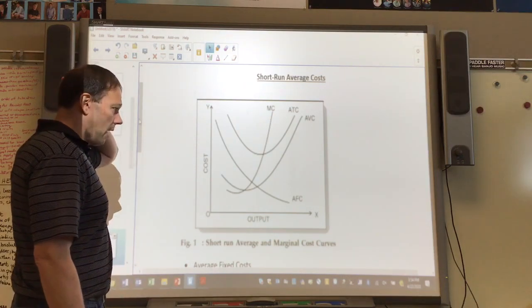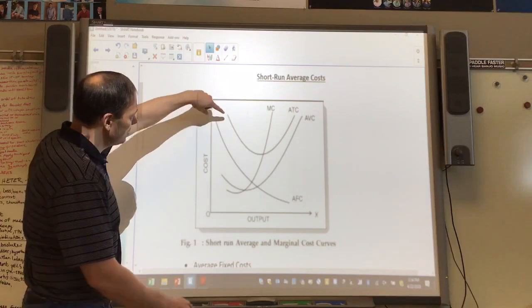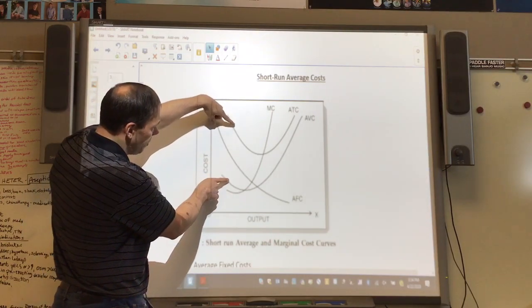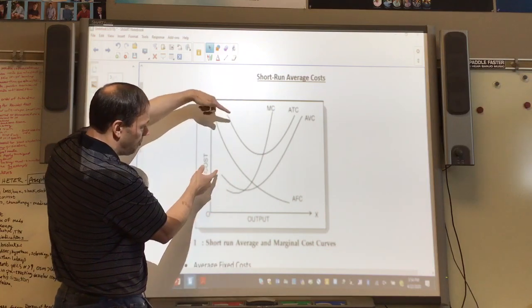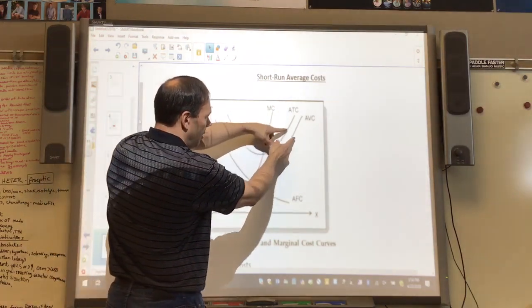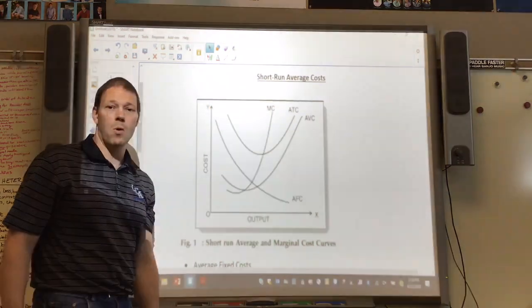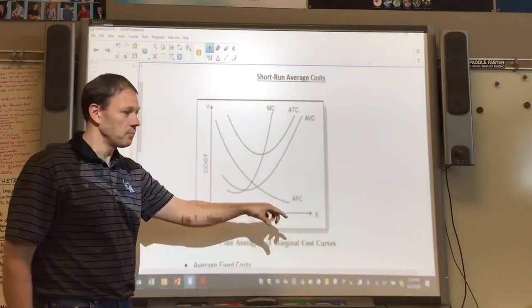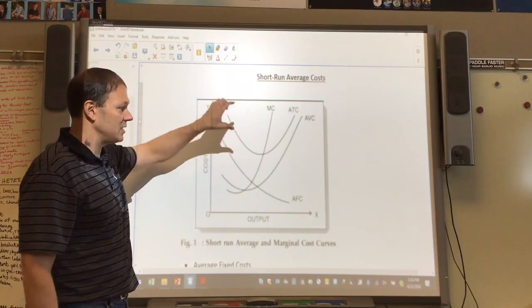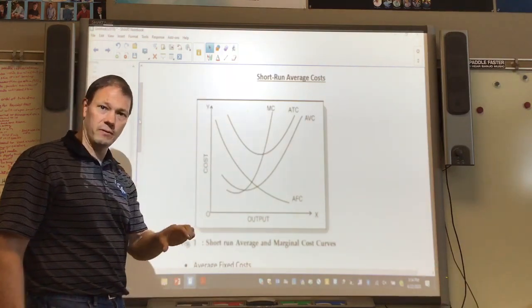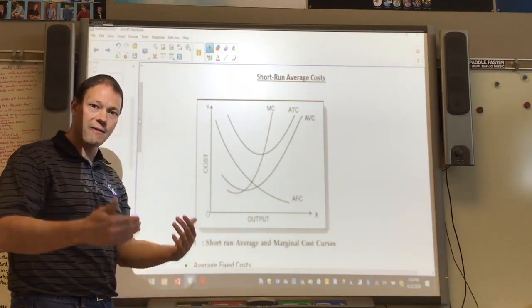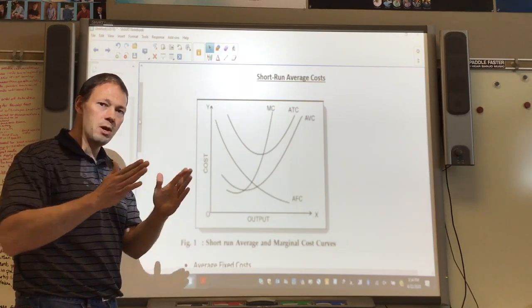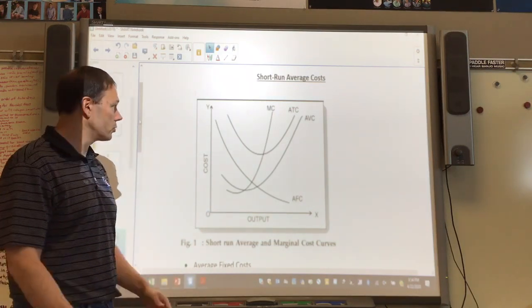All right. Now, for that reason, if you'll notice, here's your ATC and here's your AVC down here. And if you notice, the gap between them starts out big, and then the gap between them is getting smaller and smaller. Why is that? Well, guess what's getting smaller and smaller? AFC. And the distance between these two curves is equal to AFC, right? Because average total cost is average variable plus average fixed. Average fixed gets smaller and smaller, so average total and average variable get closer and closer.